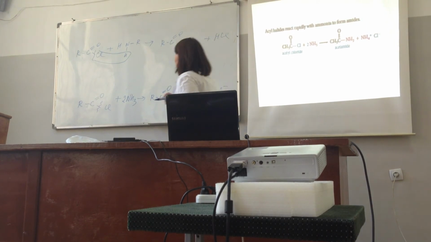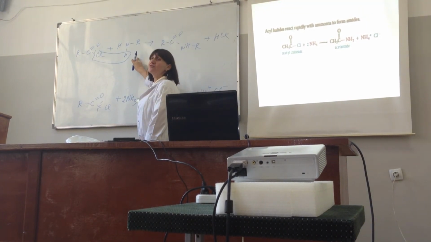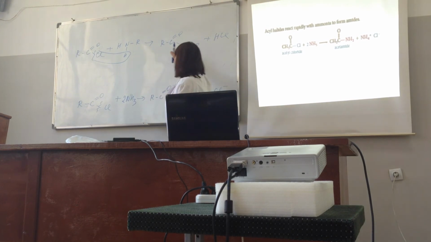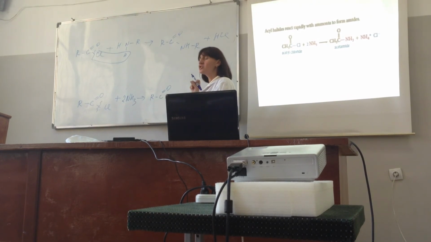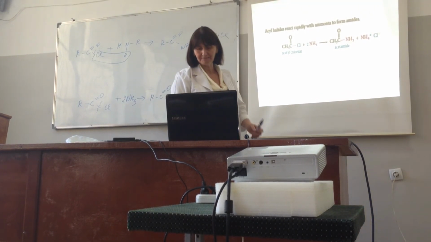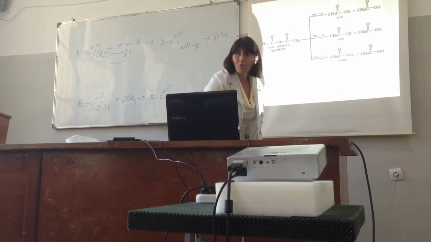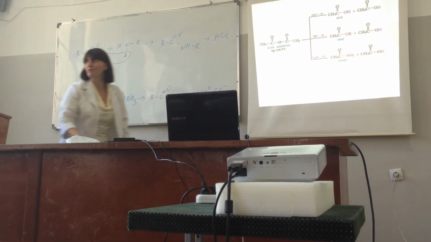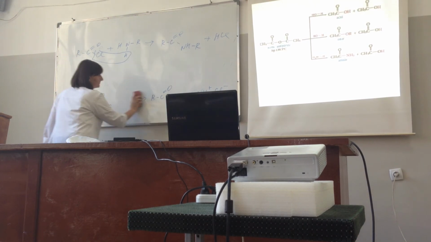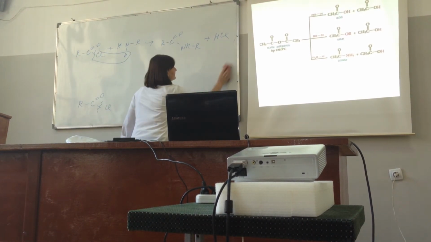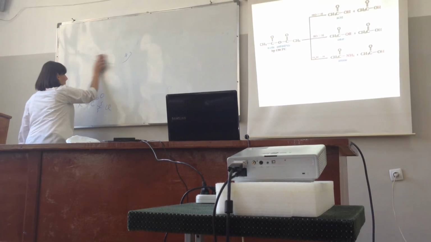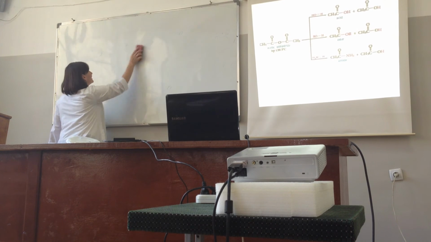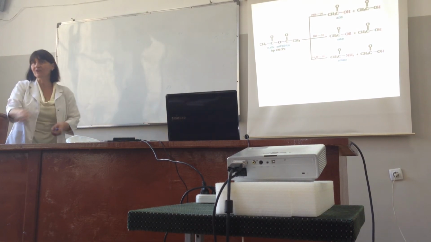Primary gives secondary. Primary amine gives secondary amide. Secondary amine gives tertiary amide. Yeah. Now what about this one? What is this? It's carboxylic acid anhydride. Now how can you get carboxylic acid anhydride?